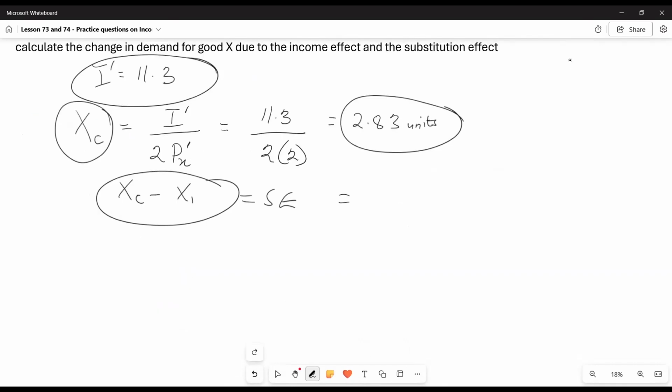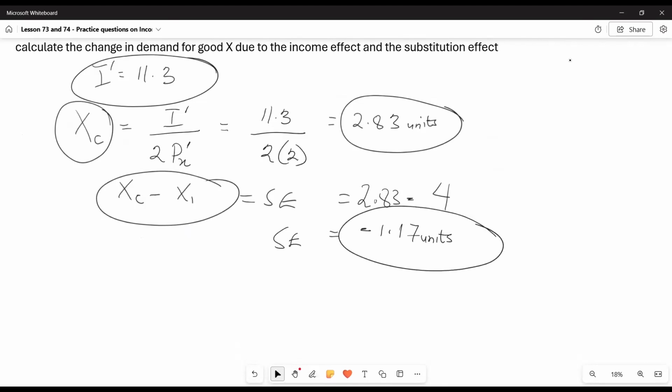So we know X1 to be equal to 4 units. And now we know XC to be equal to 2.83. So the difference, which is our substitution effect, is equal to minus 1.17 units. So the change in the demand due to substitution effect is minus 1.17. And the negative simply means that an increase in price leads to a decrease in the quantity demanded. So we know that the rest of the effect is going to be income effect.